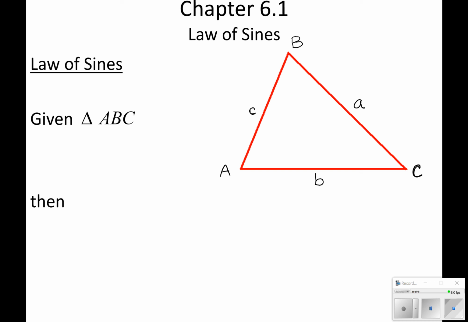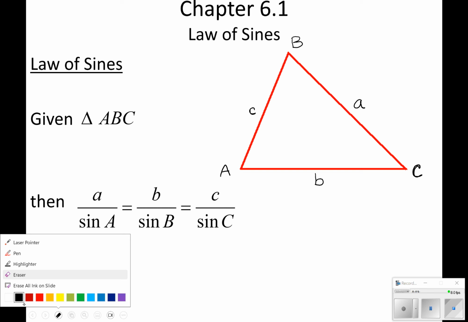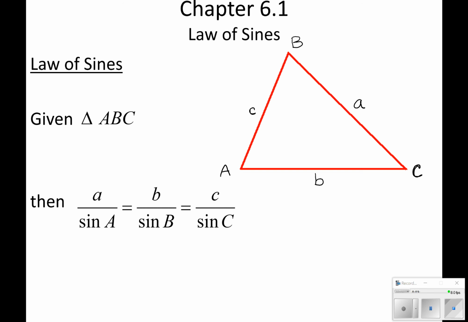So if you have triangle ABC, then this is what's going to happen. You can have this setup, and this is a three-part equation. You don't have to use all three parts, and actually you should not use all three parts. The law of sines states that side a divided by the sine of A, that's why it's called the law of sines, is going to be equal to side b divided by the sine of B. So you will use just those two.